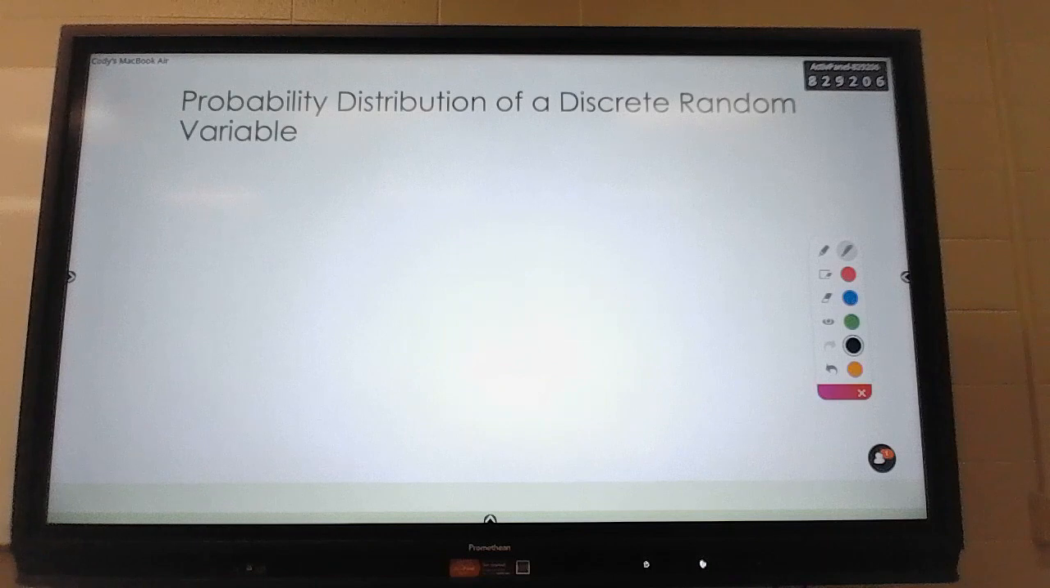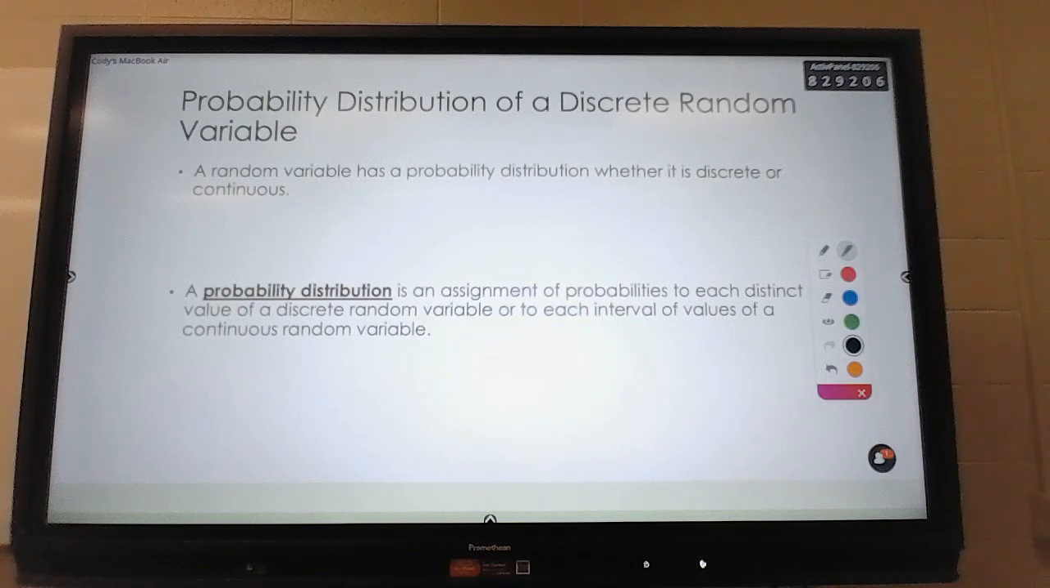All right. Now we get into probability distribution. So we're not going to talk much about continuous variables in this chapter. We're going to focus on discrete random variables in this chapter. Now, a random variable has a probability distribution, whether it's discrete or continuous. But first off, let's talk about what a probability distribution is. A probability distribution is an assignment of probabilities to each distinct value of a discrete random variable or to each interval of values of a continuous random variable.